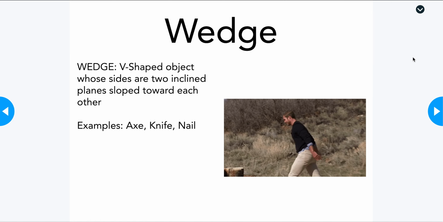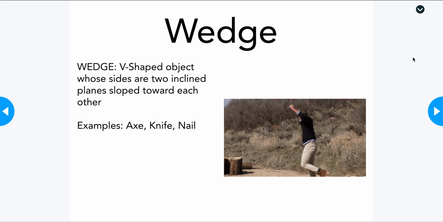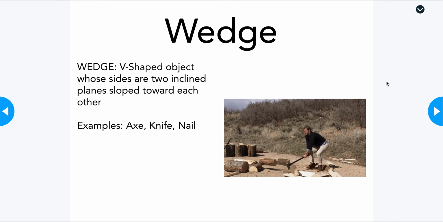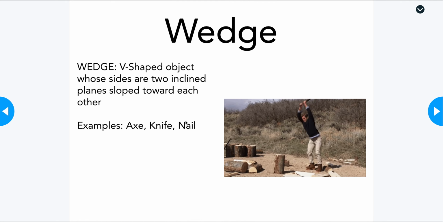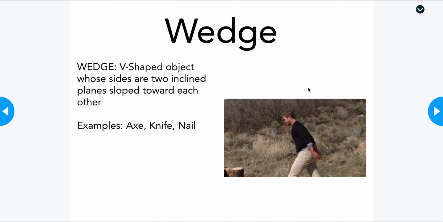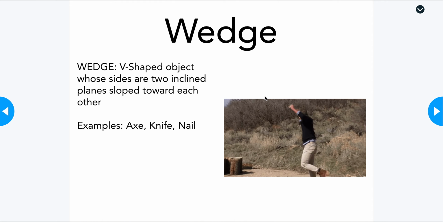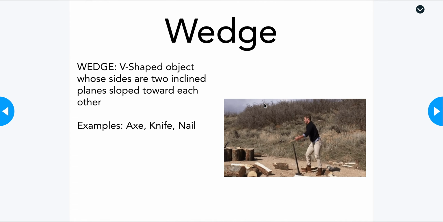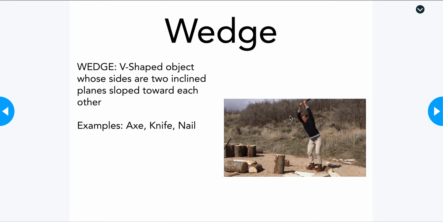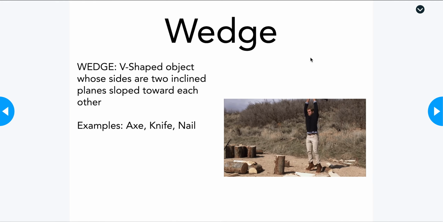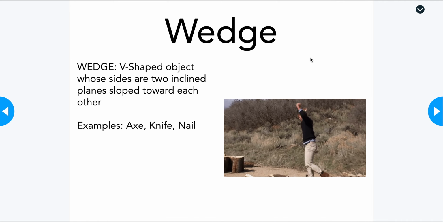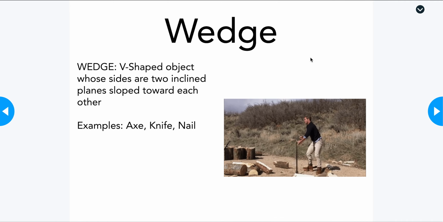A wedge is a V-shaped object whose sides are two inclined planes sloped towards each other. So we see over here a guy using an axe, and an axe, a knife, and a nail are all examples of wedges. If you imagine an axe, you have the tip of the axe, and that's two inclined planes slanted towards each other. When you bring that axe down, like this guy is here, the downward force is redistributed and pushes the log or the wood apart from each other and allows you to split the wood.